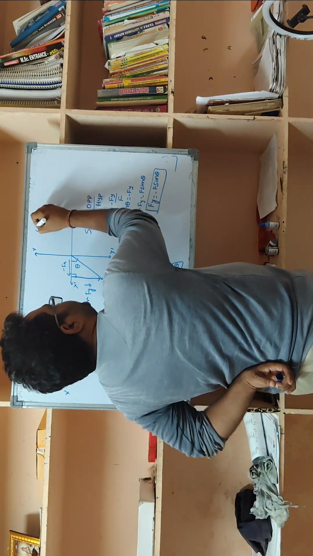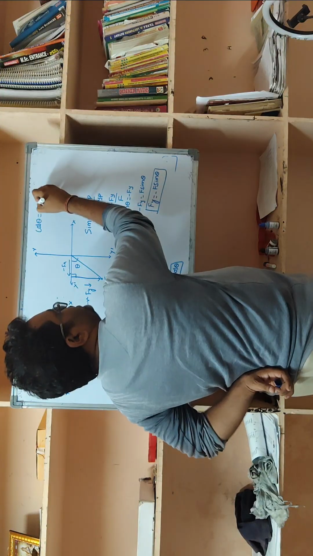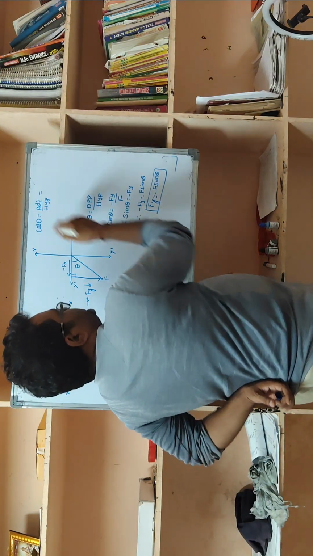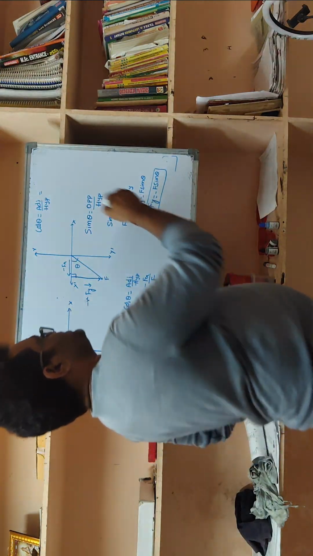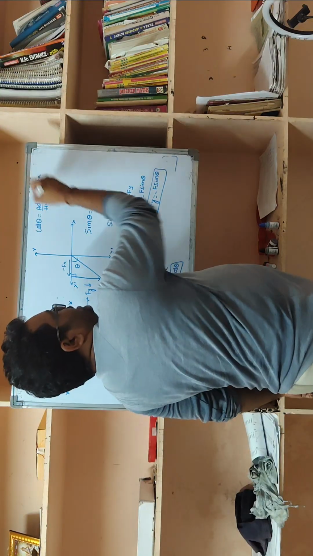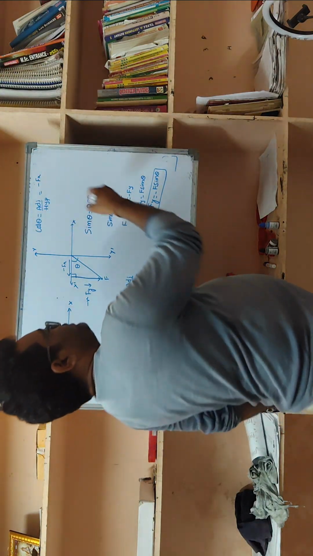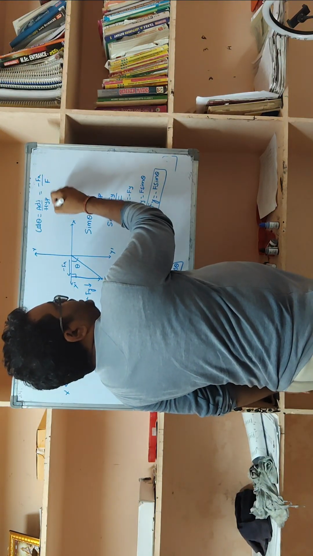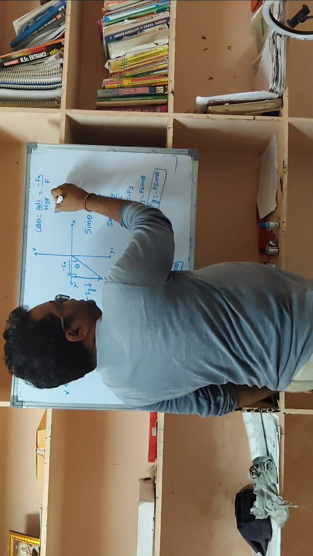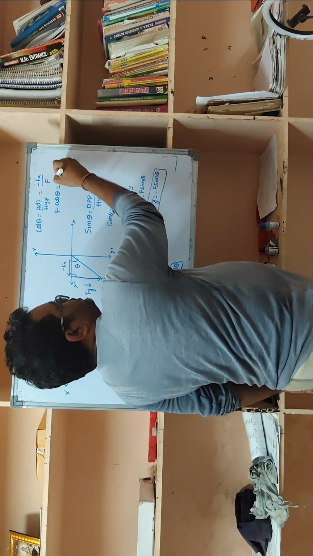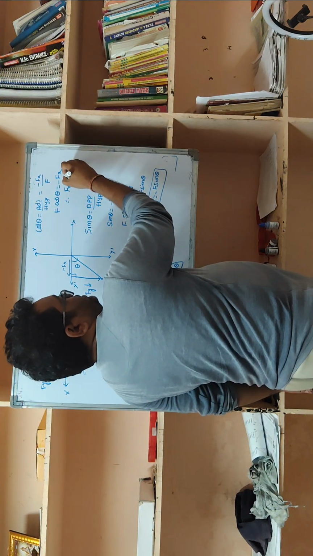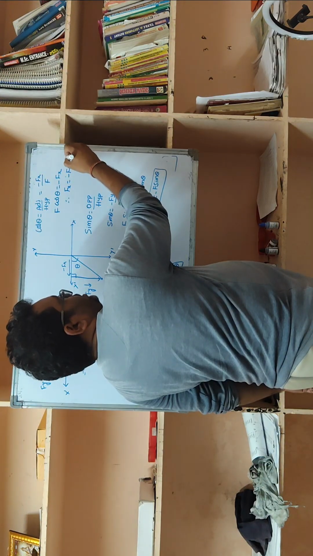Now cos theta is equal to adjacent by hypotenuse. The adjacent is minus Fx, because it is in the left direction of force, and the hypotenuse is F. So taking F to the left hand side, F cos theta is equal to minus Fx. Therefore Fx is equal to minus F cos theta.